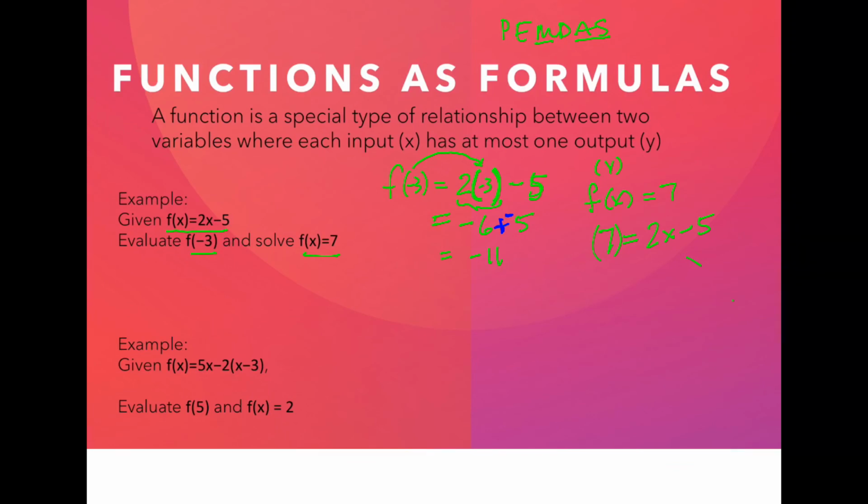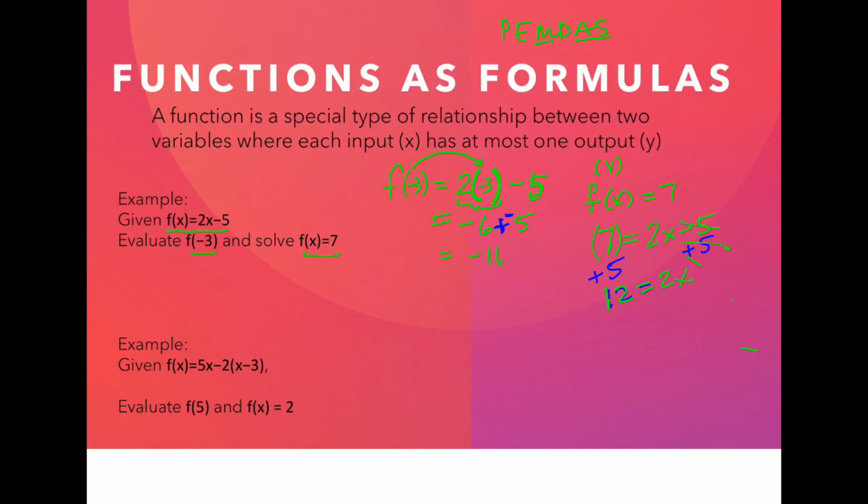So the first thing I would do is to add 5 to both sides. 7 plus 5 is 12. So we have 12 equals 2x. And it's 2 times x, so if I want to undo that multiplication, this of course became 0. So I have 2x is equal to 12.